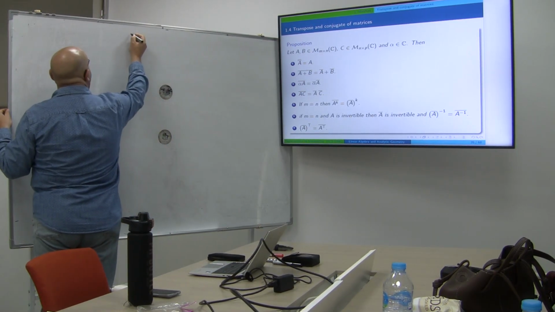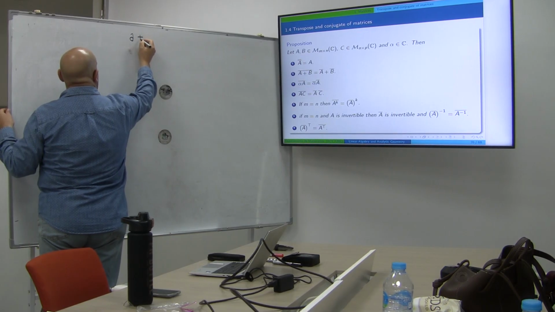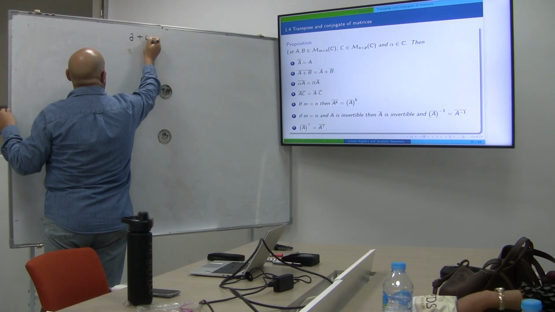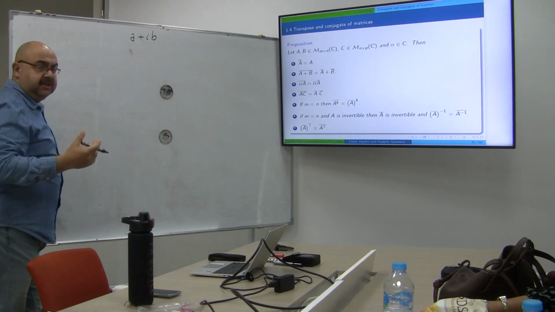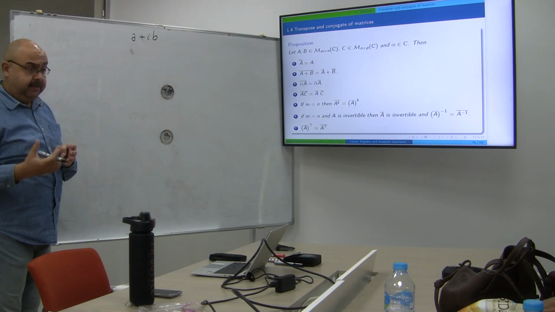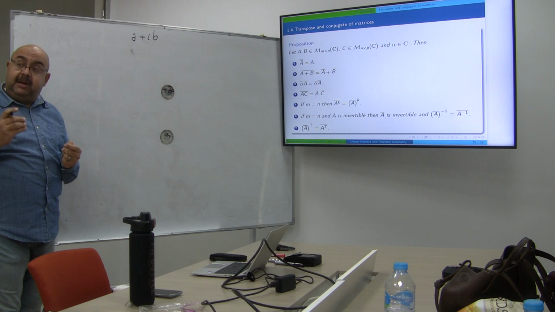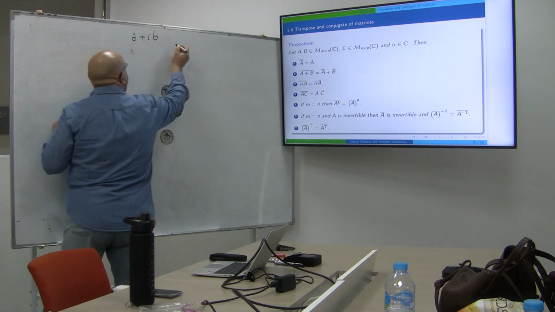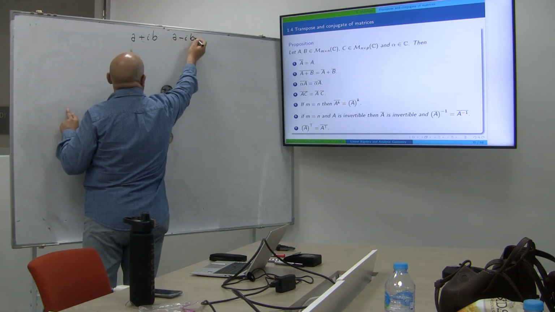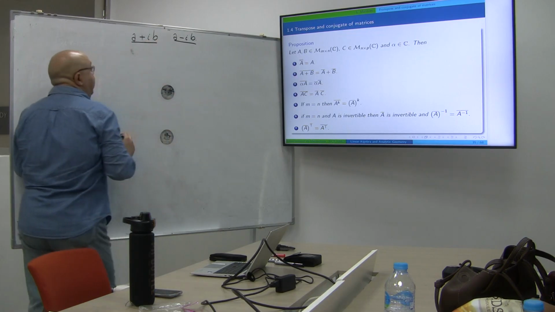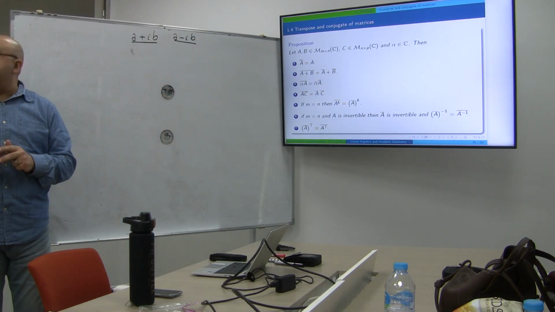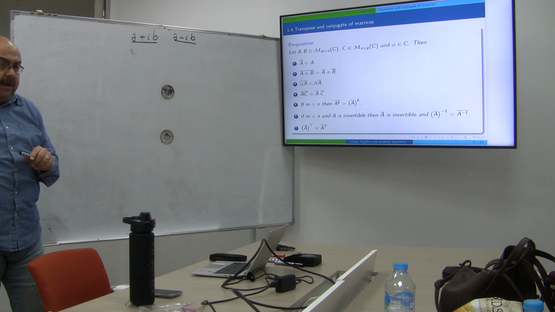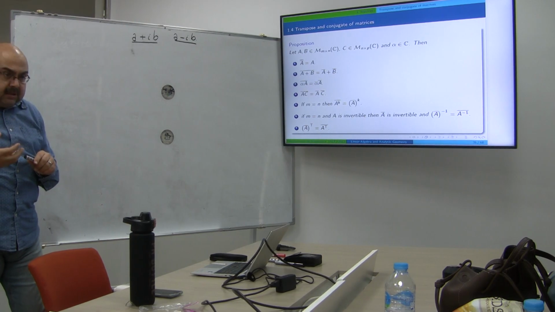Any complex number will be in the form A, positive or negative, let's start with A positive, plus I times B. It contains a real part and an imaginary part. For each complex number, there is its conjugate, which will be in the form A minus IB. That's the conjugate of this value. So if I have 1 plus I, the conjugate will be 1 minus I. If I have 2 minus 3I, the conjugate will be 2 plus 3I.